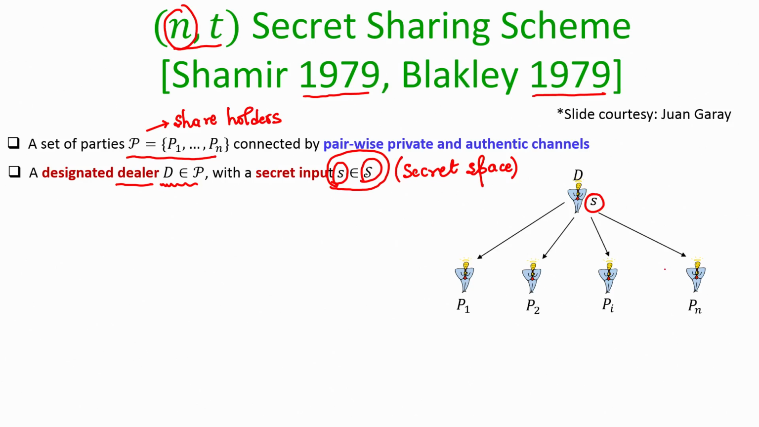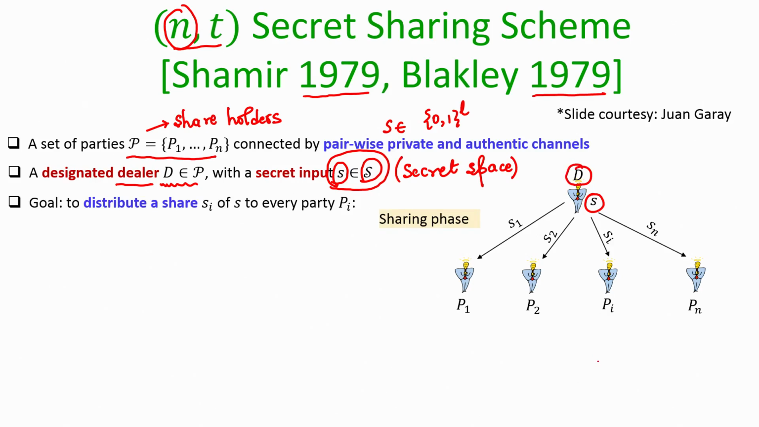So, for instance, a simple example of the secret space could be the set of all possible bit strings of length say L bits. If that is the case, then everyone will know that the dealer is going to invoke or use this primitive with some value S belonging to the set of all possible L bit strings. And everyone will know the identity of the dealer.